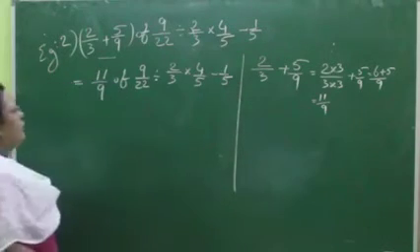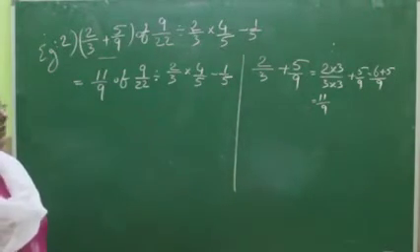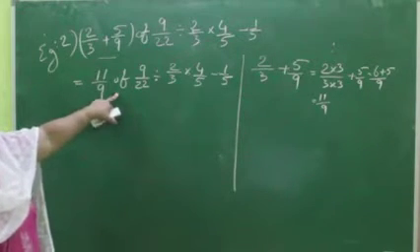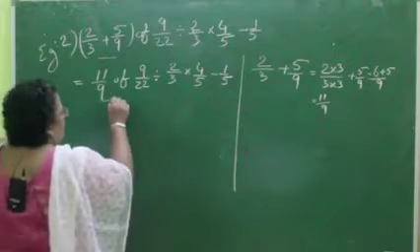Now which one do we have to do? After the bracket we have to do of. If of is there, you have to do of. O stands for of. So this one you have to do.